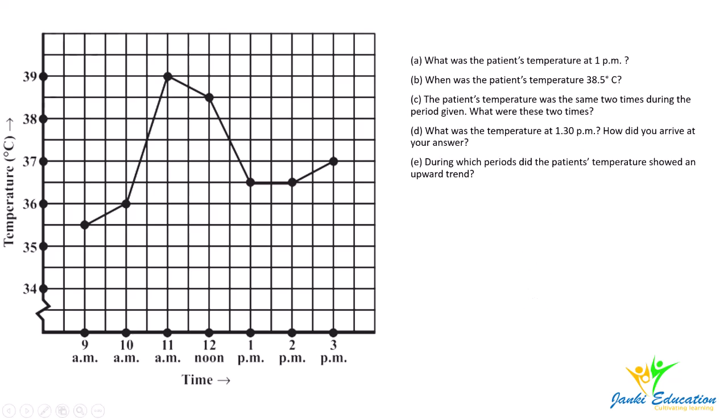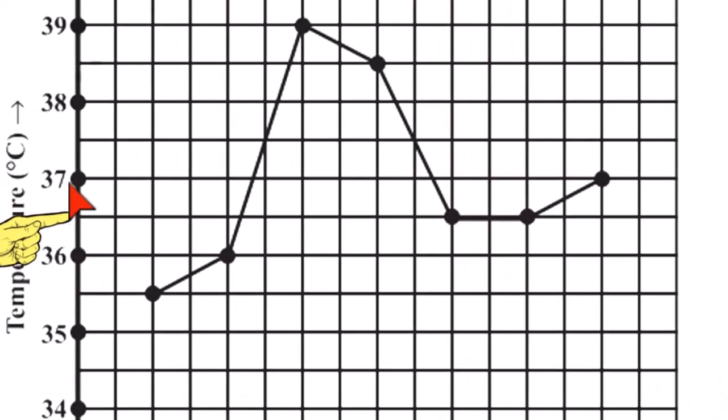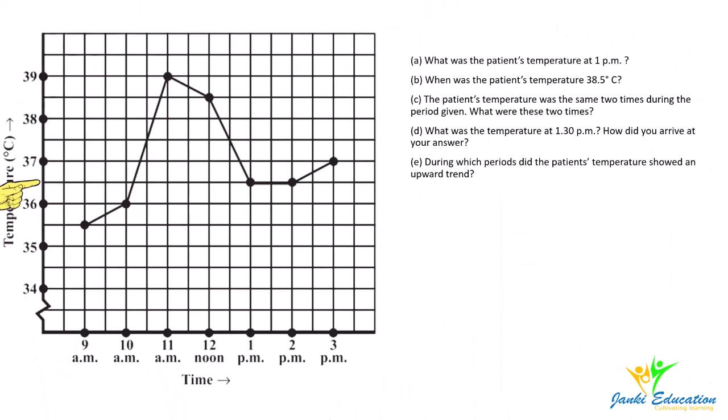1 p.m. means, you can see here, it is here. If we go perpendicularly from the x-axis, the first point we meet on the graph is over here, and then if we go horizontally, we will reach here. This line is exactly between 36 and 37, the middle of that, so it represents 36.5 degrees Celsius. So the answer for the first question is 36.5 degrees Celsius.